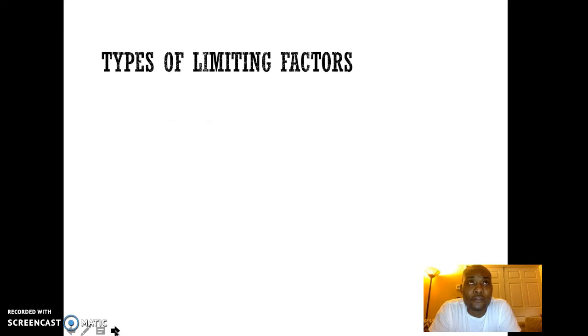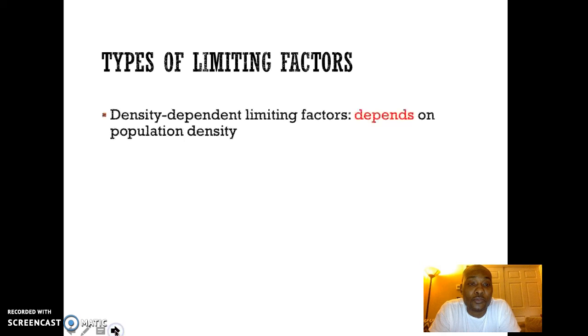Now, these limiting factors are broken up into categories. So there are types of limiting factors. There's something referred to as density dependent limiting factors, and these are factors that depend on population density. Some examples of things that depend on how many of these organisms there are is competition. If there is a large number of organisms that compete, that's definitely going to affect the population of those organisms.